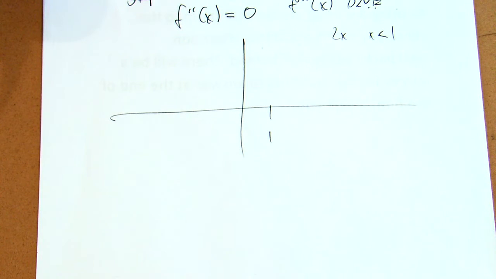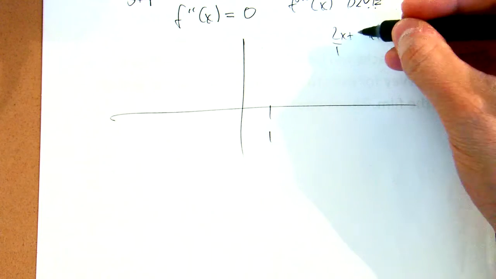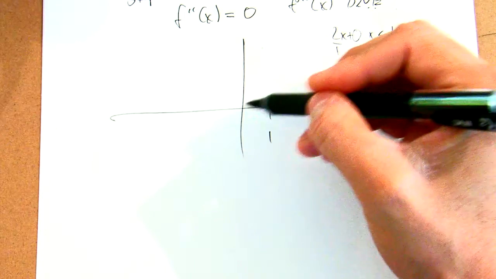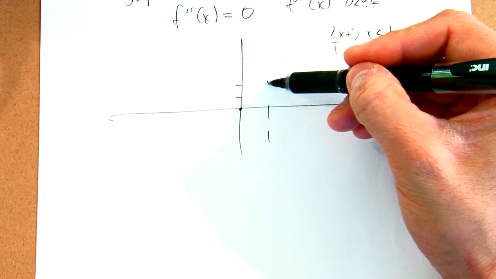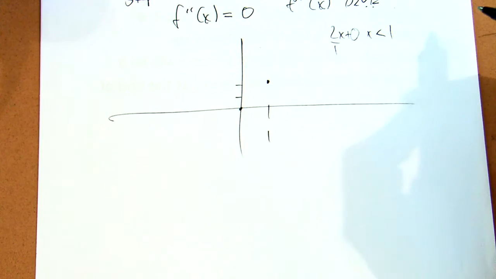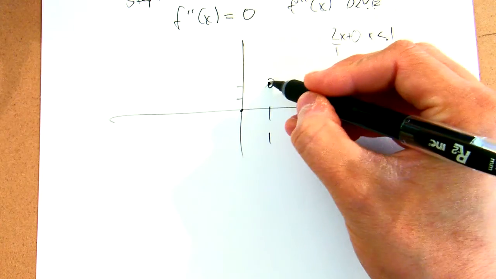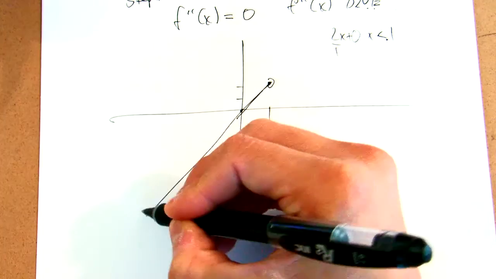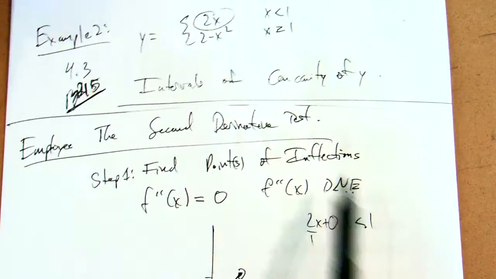So what does 2x look like? What's the slope? What's the y-intercept? I start at 0, and then I go up 2 over 1. If I go over 1, I'm hitting here, and it's open here because it's not equal to. And it's less than, so that means it goes this way. Okay, and then the next part of my piecewise is what?